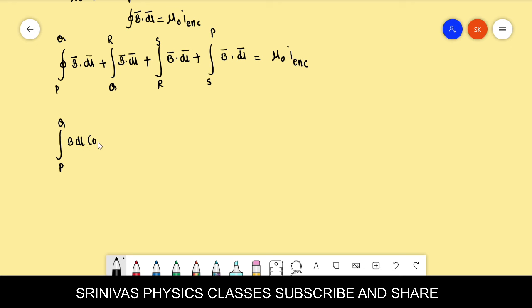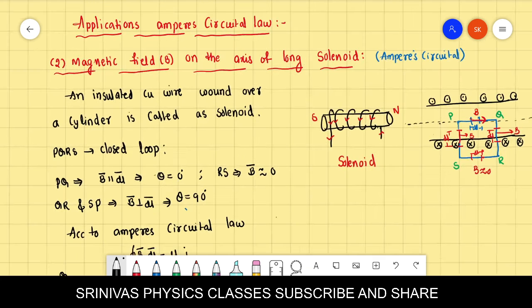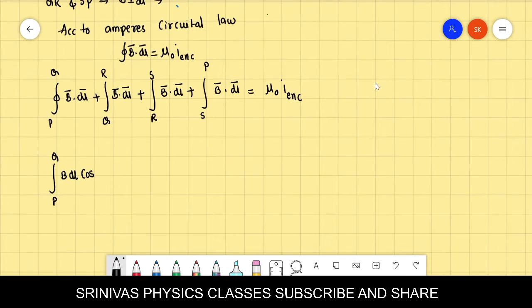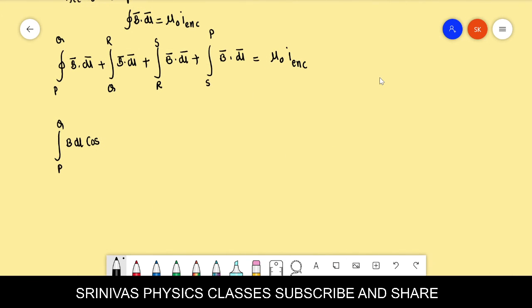Okay, B dl cos theta. From P to Q, theta is 0. You see, PQ, dl is this small element and B is in the direction of dl, so B and dl are parallel, theta is 0. For RS, B is 0. For QR and PS, B is to the right side and dl is vertical, so they are perpendicular to each other.